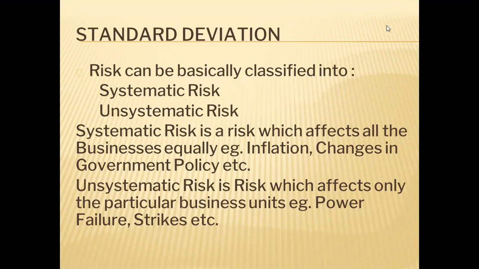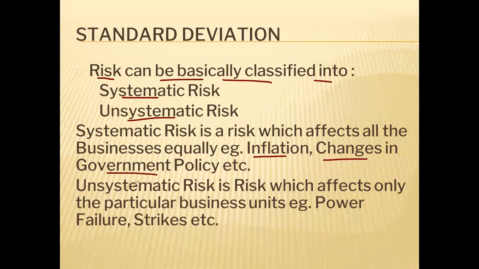So today we will be discussing standard deviation. In that, we have already understood what is risk. Risk can be basically classified into systematic risk and unsystematic risk. Systematic risk means those risks which will affect all the businesses in the country equally, all the persons, all the businesses, like inflation and changes in the government policy. So this is known as systematic risk.